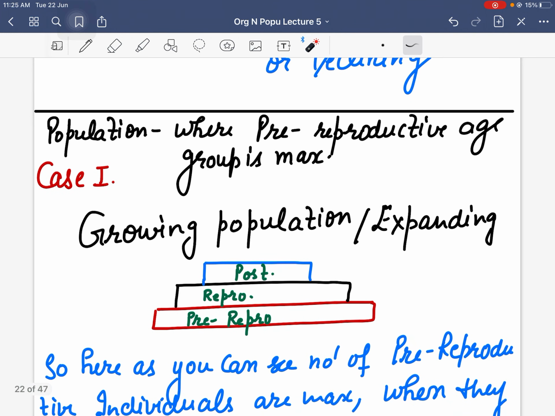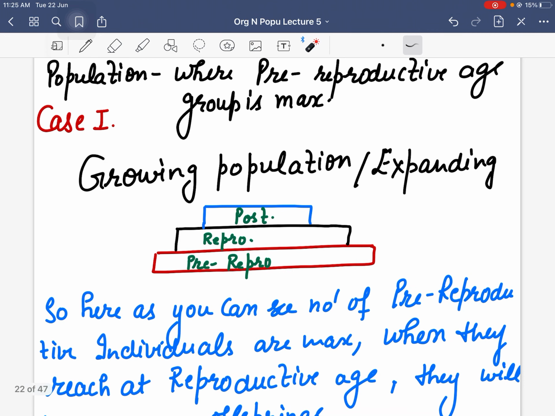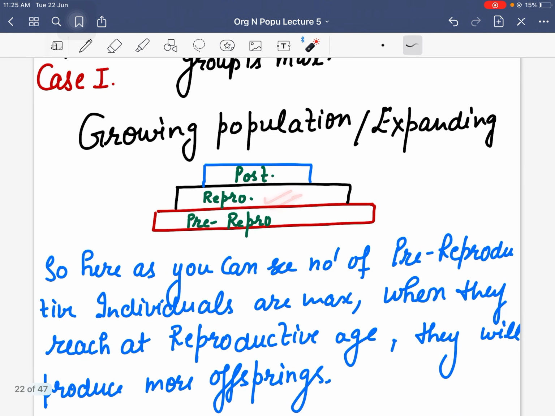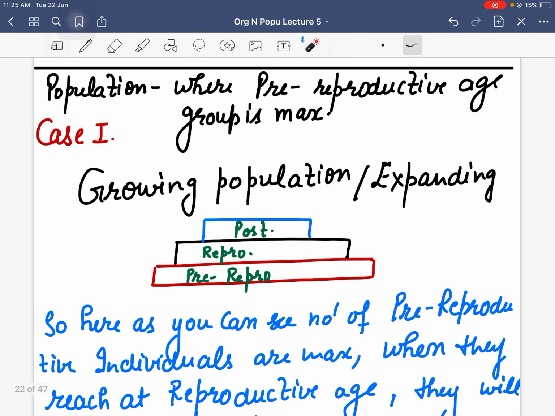Here we will consider three major cases. First, a population where the pre-reproductive age group is maximum. When these individuals mature, they will start to reproduce, and then they undergo senescence also, right? When they reproduce, they will produce more offspring, so this population will grow and expand. Why will this population expand?